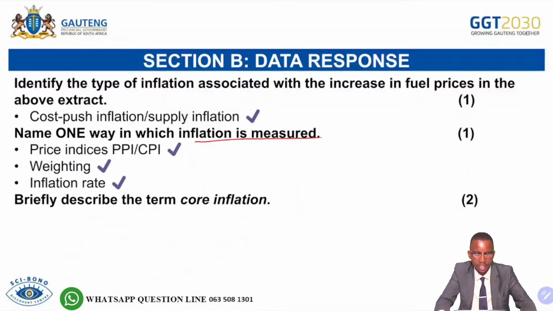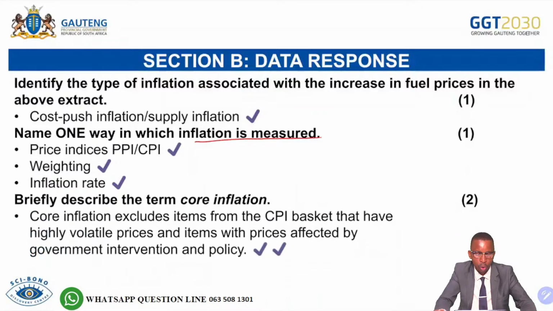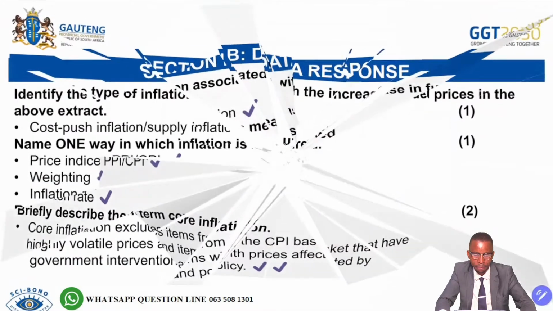And then briefly describe the term core inflation. So core inflation excludes items from the CPI basket that have highly volatile prices and items with the prices affected by the government intervention and policy.